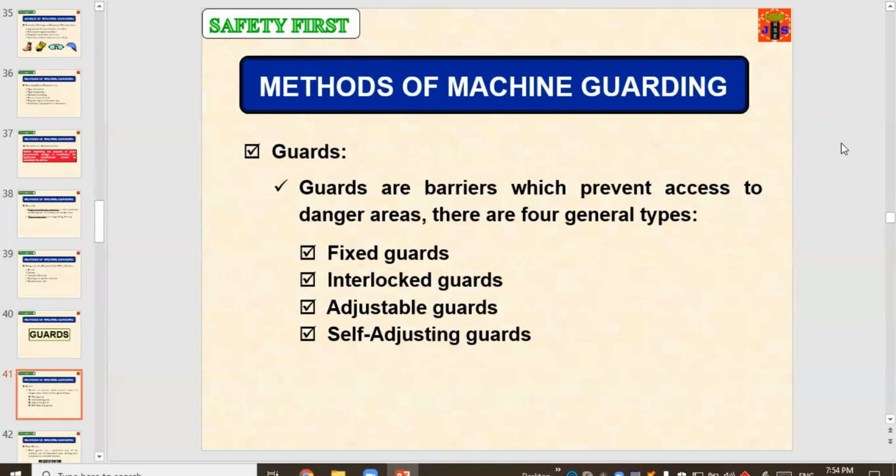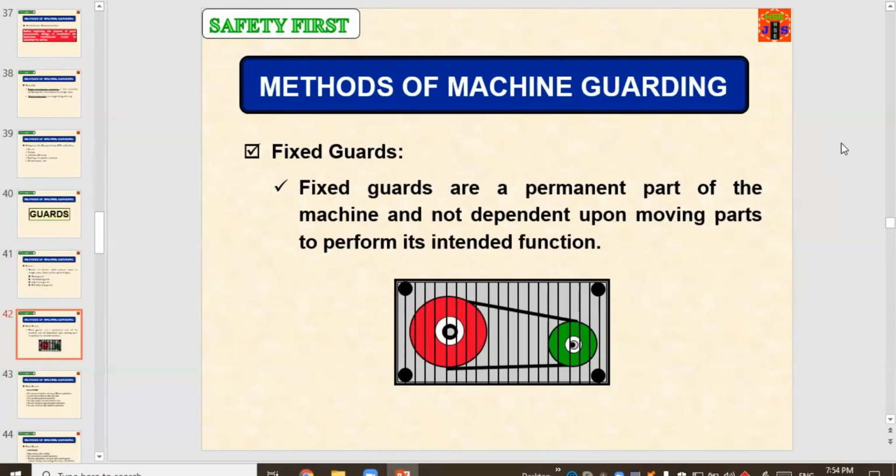There are four general types. Number one, fixed guards. Number two, interlocked guards. Number three, adjustable guards. And number four, self-adjusting guards. We will discuss these four general types one by one in detail. First of all, we will discuss fixed guards. Fixed guards are a permanent part of the machine and not dependent upon moving parts to perform their intended function.